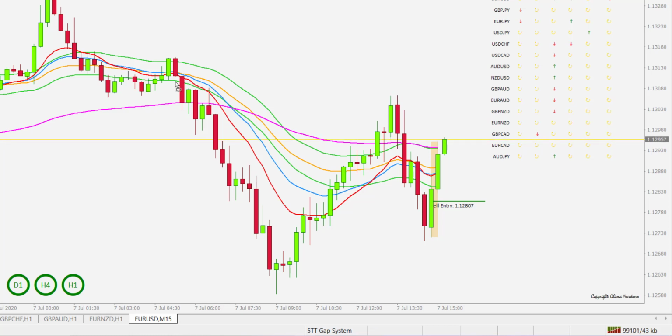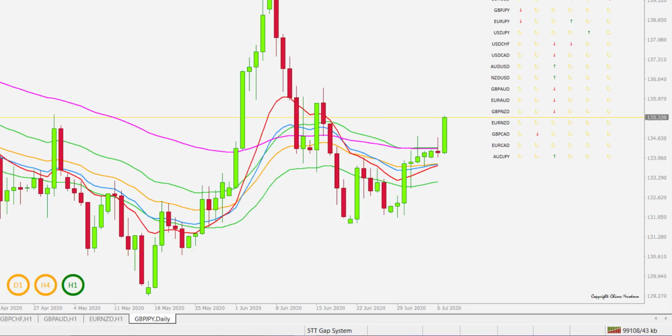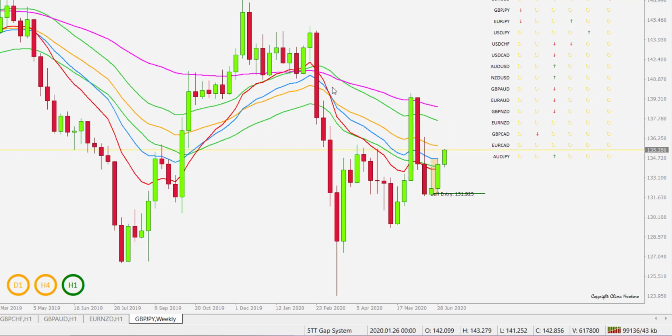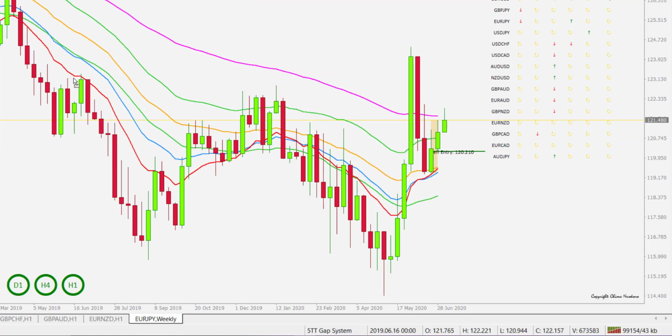GBP JPY for the daily time frame. Daily. So that will end today as not a valid trade. No, what did I do? GBP weekly, not daily. I missed that. It's weekly. Okay, so again, price needs to come down to fill you in. And Euro JPY weekly. What's that like? Okay, similar as well. So price needs to come down first before you can get filled in on that trade. So that's not too bad.